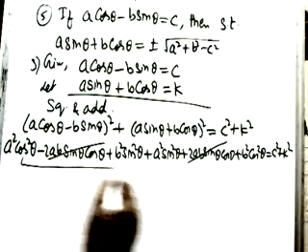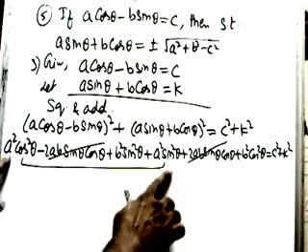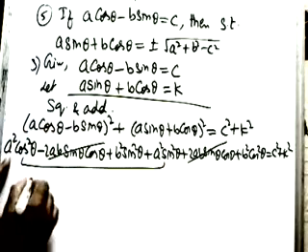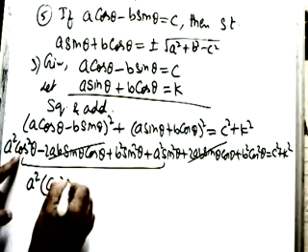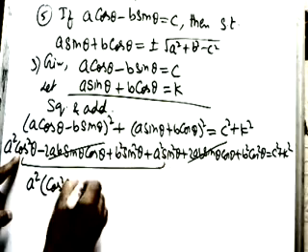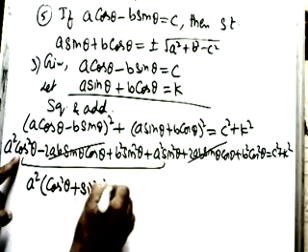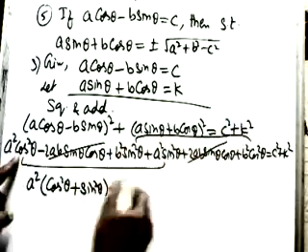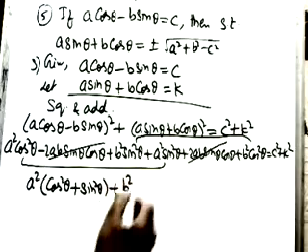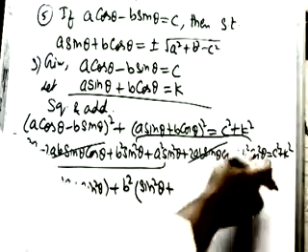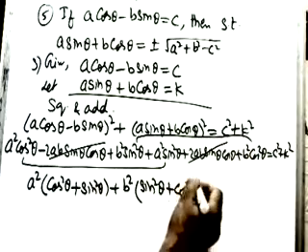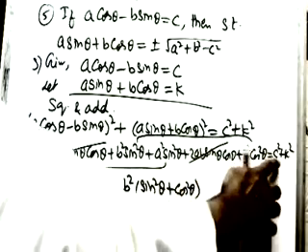Now see here, let me take common here. What will be the common here? a square here, a square here. If we take a square in both these two, what is left? You are left with cos square theta plus sine square theta. In the same way, let me take b square common here. If you take b square common, what is left here? Sine square theta plus cos square theta.